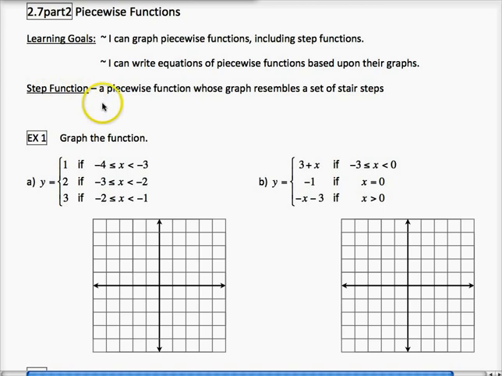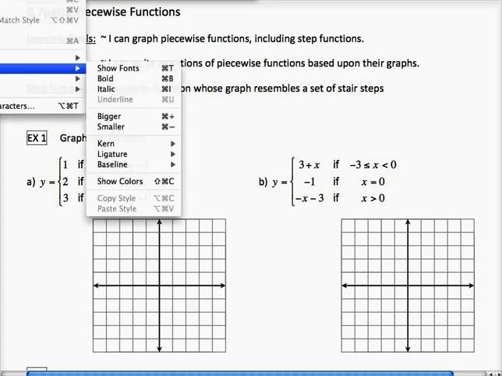Here's your definition for step function. It is a type of piecewise function whose graph resembles a set of stair steps. And step functions are actually the easiest type of piecewise function to graph. There's a lot less work than with the other piecewise functions that you dealt with before.